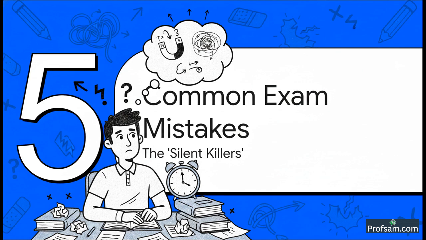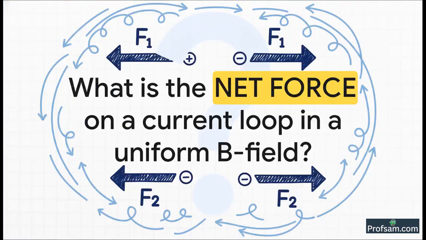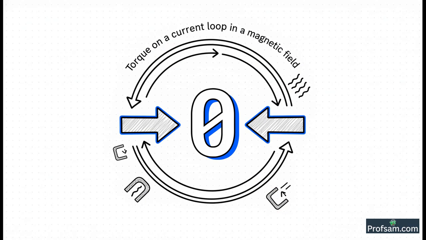Right, now for a very, very important section. Let's talk about the silent killers. You know, those common mistakes that can cost you marks in the exam if you're not careful. So think back to all 4 forces we talked about, F1, F2, and the 2 forces on the horizontal arms. What happens when you add all of them up as vectors? What is the net force? That's right, it's zero, a big fat zero. All the forces cancel each other out.